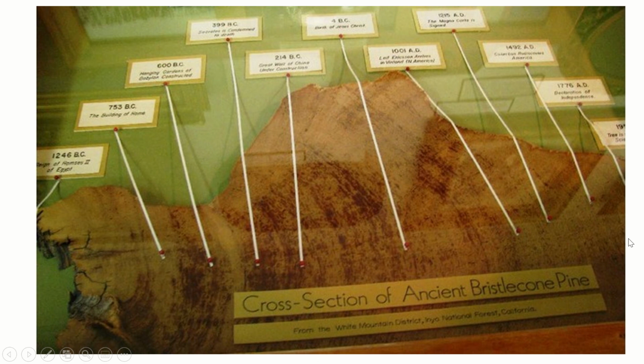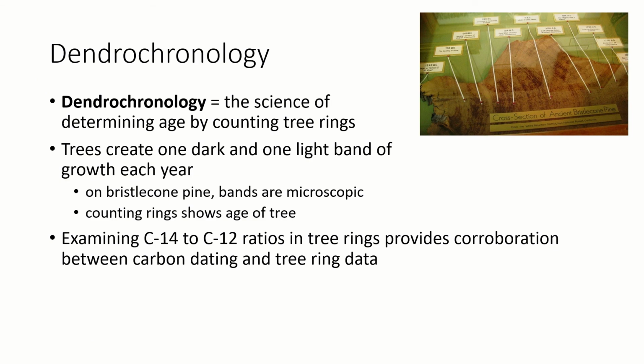So here's a cross-section of an ancient bristlecone pine that was alive at the time that Ramses II was ruling Egypt, okay, at 12,046 BC. You can see the tree rings here, and you know that trees put on one ring per year. In bristlecone pines, these tree rings are microscopic. Because they grow so very slowly, they put on very, very small rings each year. To really see the age of a bristlecone pine, you have to actually put it under a microscope.